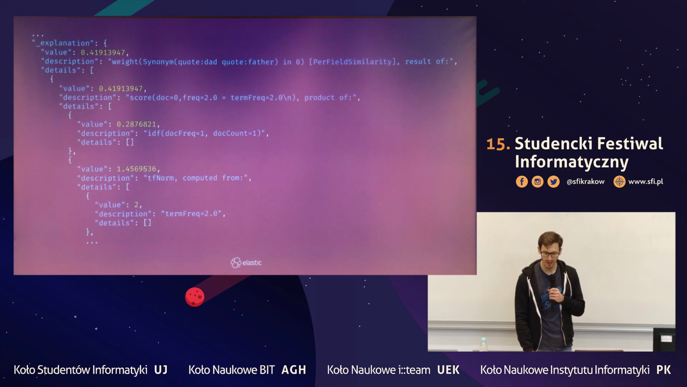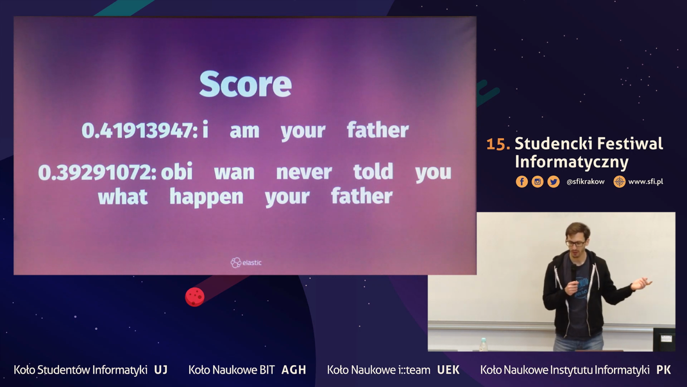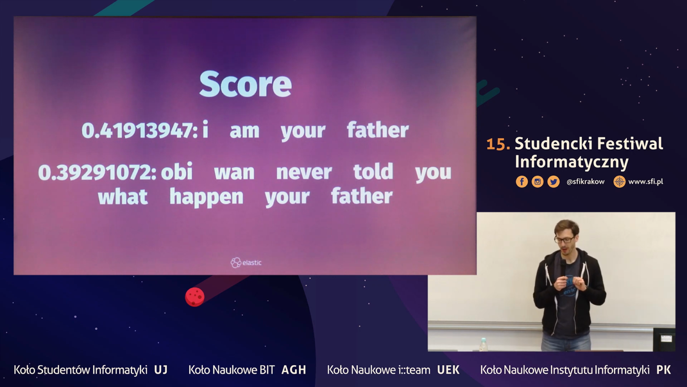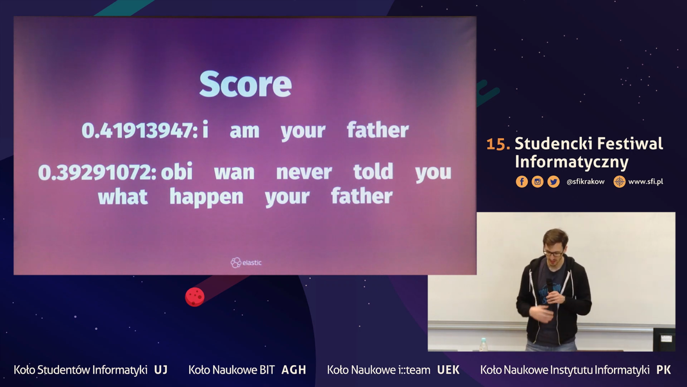All the parts and what their value was, and then you could figure out why something was ranked higher than something else. So for example, if I search for father, these are the results that I'm getting back. I am your father, and Obi-Wan never told you what happened to your father. Why is the first one more relevant than the second one? Yes, it's shorter. That's the only difference, because the term frequency is the same. Both contain father once. The inverse document frequency is the same because we're searching for father across everything. The only thing that is slightly different is the length of the text. But as you can see here, the difference is relatively minor.